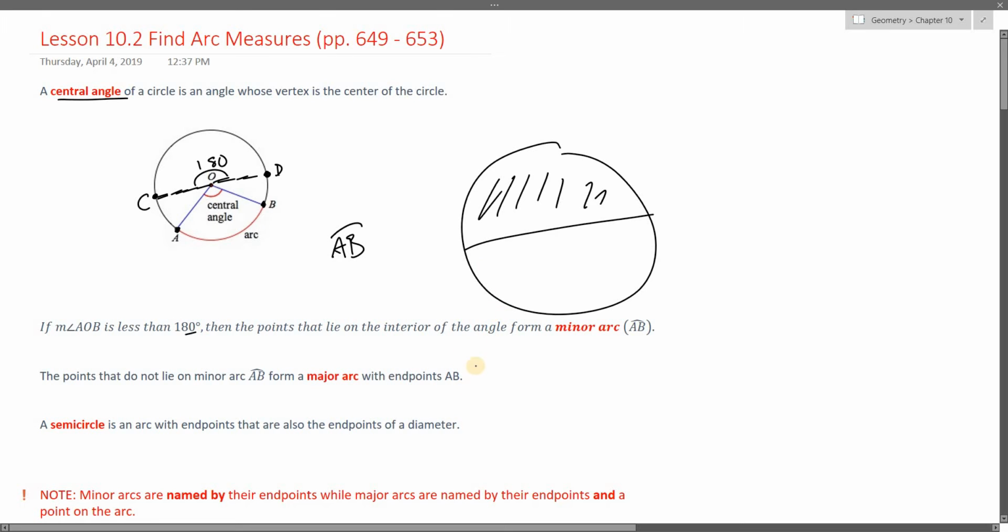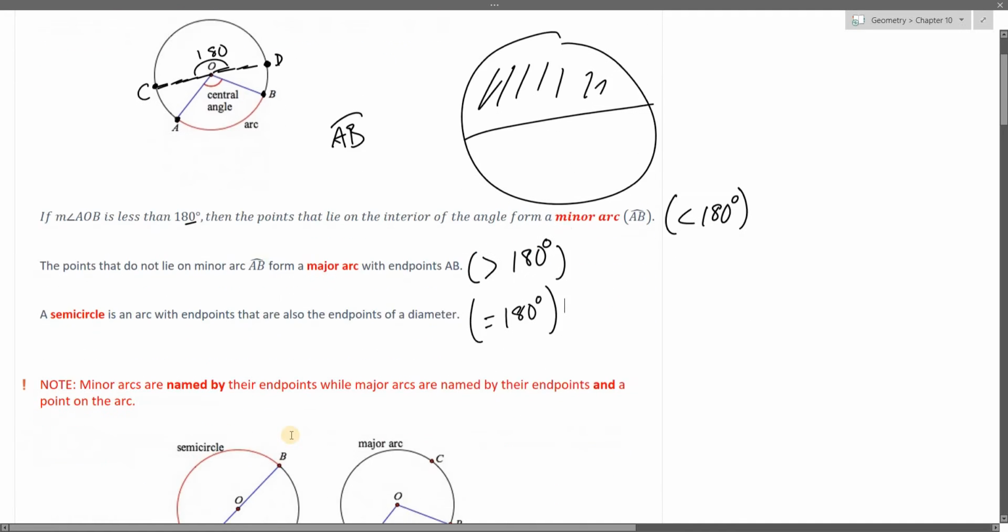So a major arc is going to be greater than 180 degrees, whereas a minor arc would be less than 180 degrees. And so that's what we're talking about. Now, a semicircle technically is equal to 180 degrees. And so as we learn some new terminology, that might be very helpful to you.